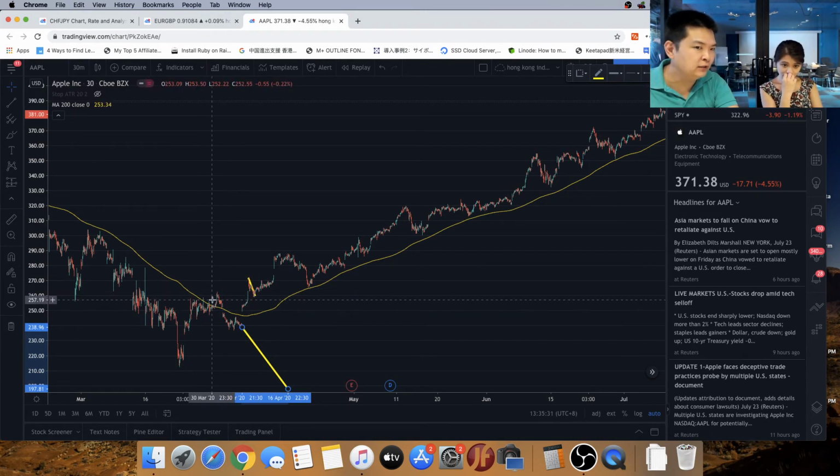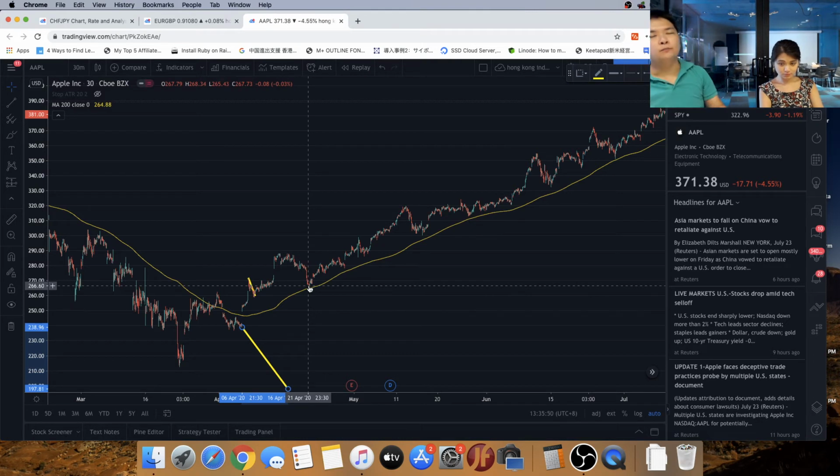Why? Because this one already happened and already broke the 200 MA. It broke once, continued on the upside of the 200, second time correction, and then third correction. So you see the third correction. Here, the probability is even higher, and then you can enjoy all this move.